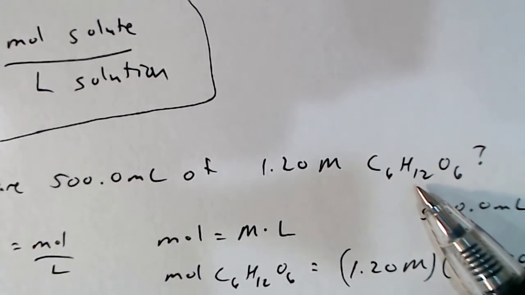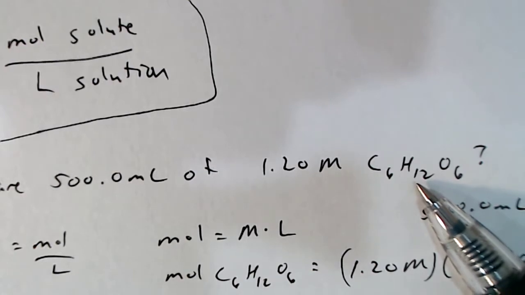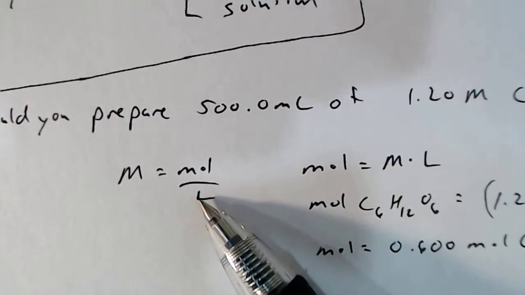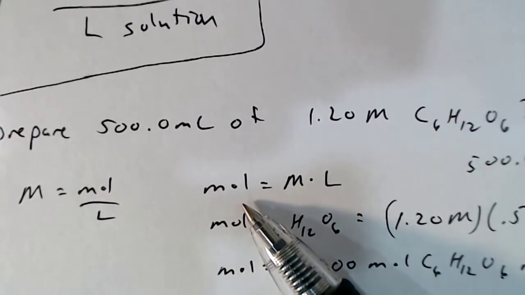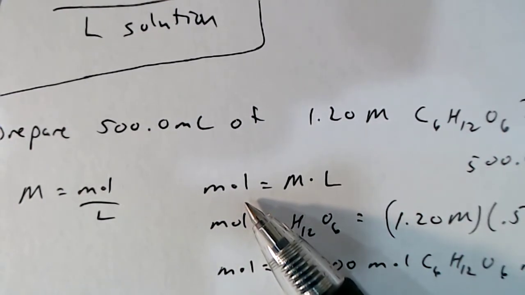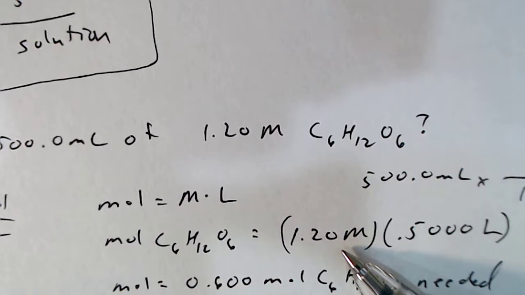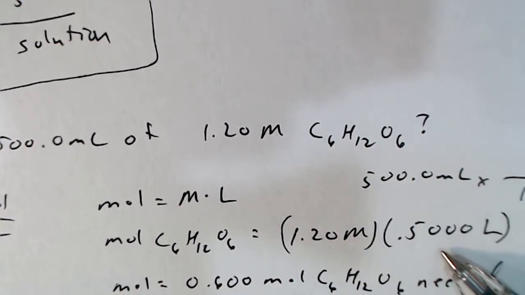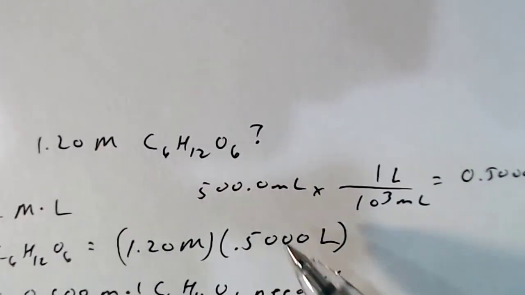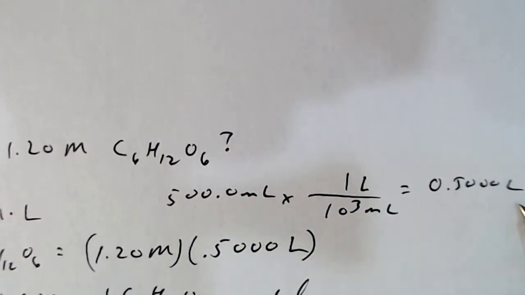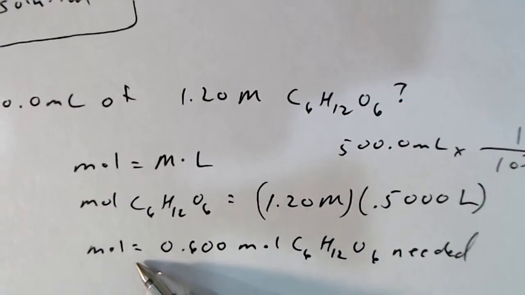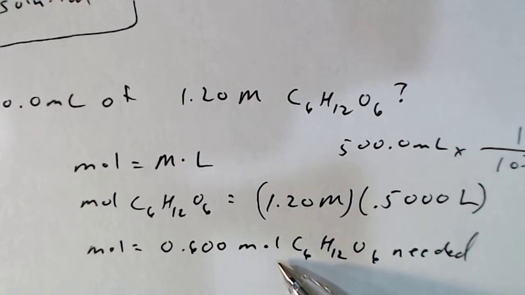How much glucose should you measure out? Well, that's where you have to do some math. So molarity is equal to moles over liters. You need to figure out how many moles of that solute you need to measure out. So you know that the molarity of the solution is intended to be 1.2 molar, and you know that you have 500 milliliters. So 500 milliliters is the same as 0.5000 liters. There's 1,000 mL in a liter. So you multiply that 1.2 molar by 0.5000 liters to find that you need to measure out 0.600 moles of glucose to prepare that solution.